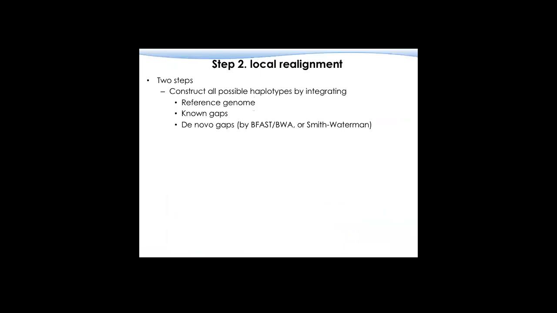And the second step is to fix it. And to fix it, there are several different iterations. So the first one is you want to construct all the possible haplotypes by integrating the reference genome, the known gap, and the de novo gaps. So what this really means, okay?